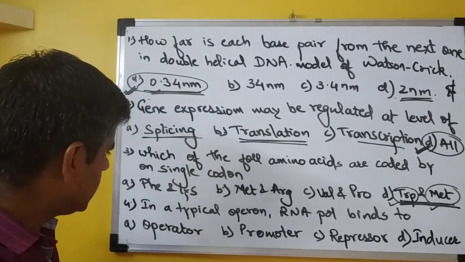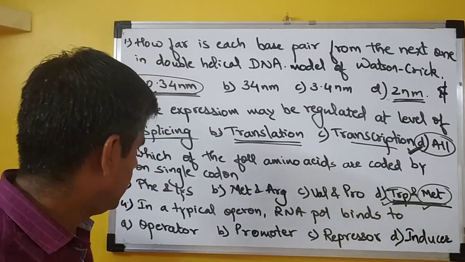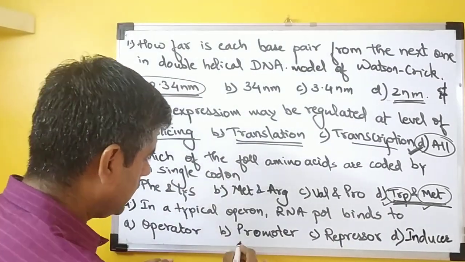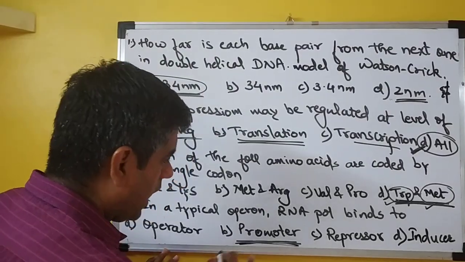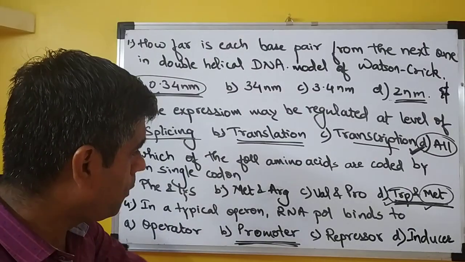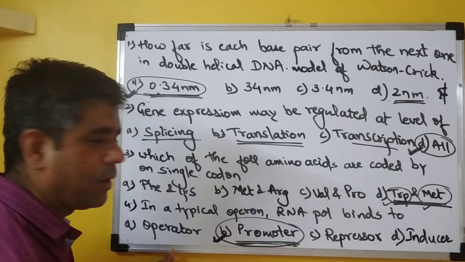The last one says in a typical operon model, the RNA polymerase binds to. Easier one. We know that RNA polymerase, when it binds the DNA, binds at the promoter and then starts its transcription. So in a typical operon model, the RNA polymerase binds at the promoter.